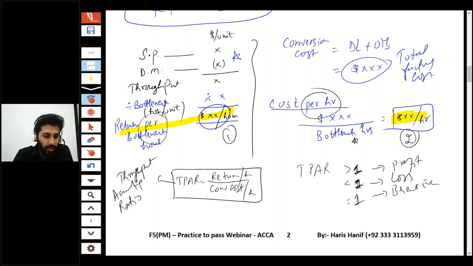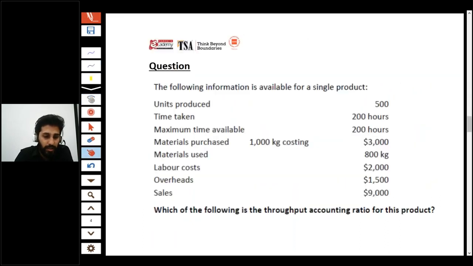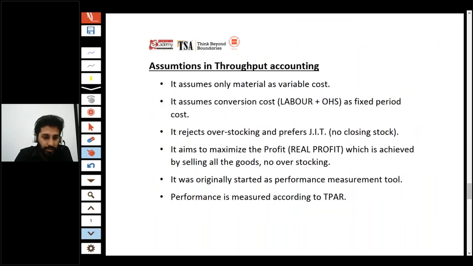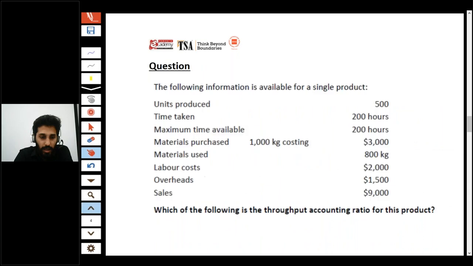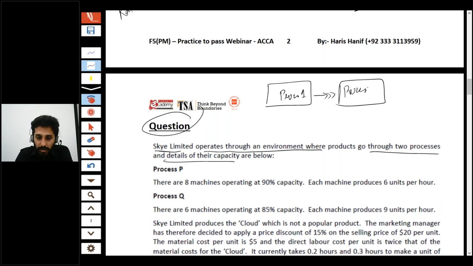So let's now move on to the next question. Sky Limited operates in an environment where products go through two different processes. Before starting this question, you can see that there are two processes, process one and process two. Your resources are inserted, your product is passed through the two different processes, and definitely there would be output.